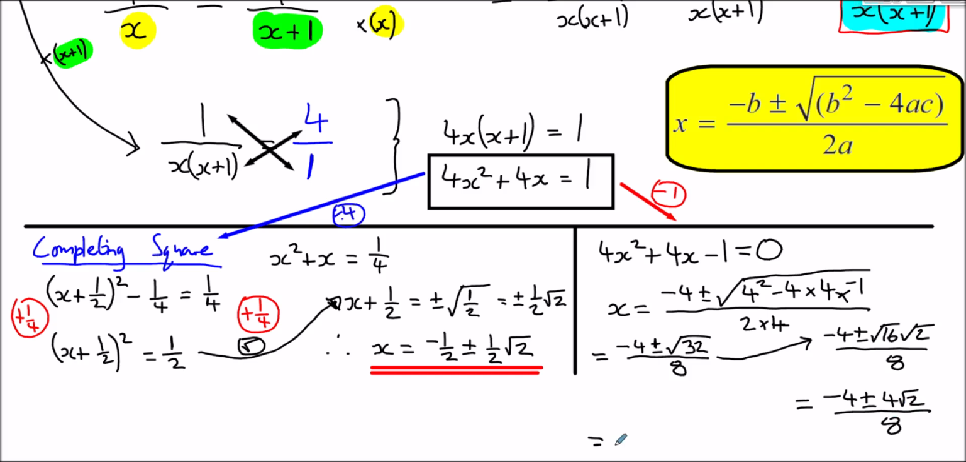So I've got minus 4 over 8, which of course is minus a half, plus or minus 4 over 8. 4 over 8 is the same as a half of root 2. So different method, same conclusion, as of course you'd expect.